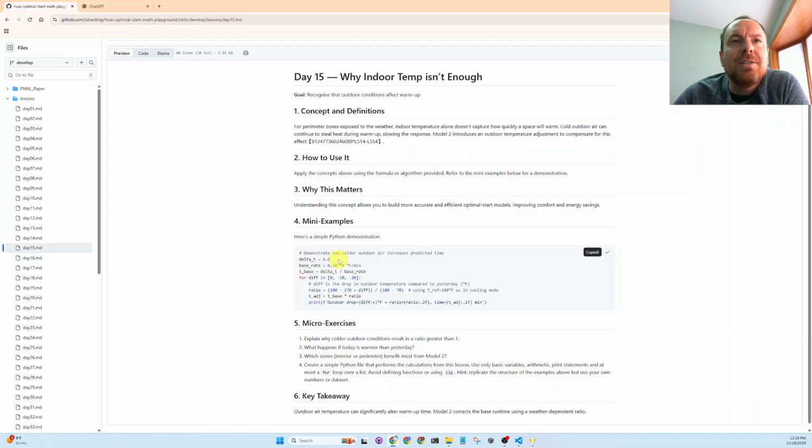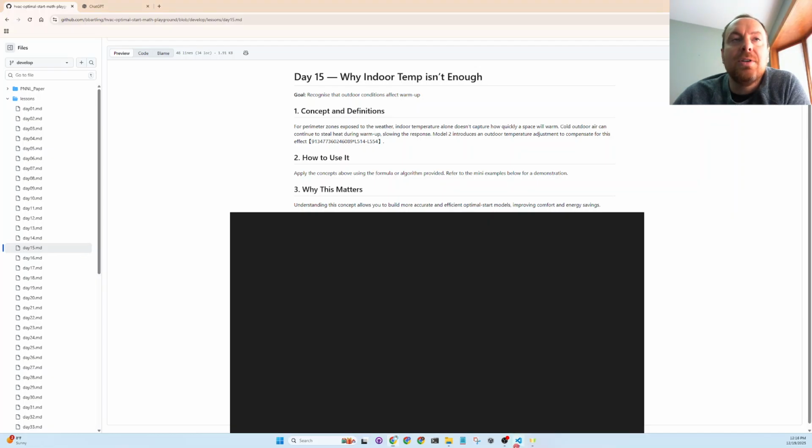So this is basically it. This is our delta temperature, the base rate in our degrees per minute, kind of the same thing that we've been doing in Model 0. And then here we have the temperature base, the delta temp, and base rate. So this is a ratio here that basically is the nuts and bolts of Model 2.